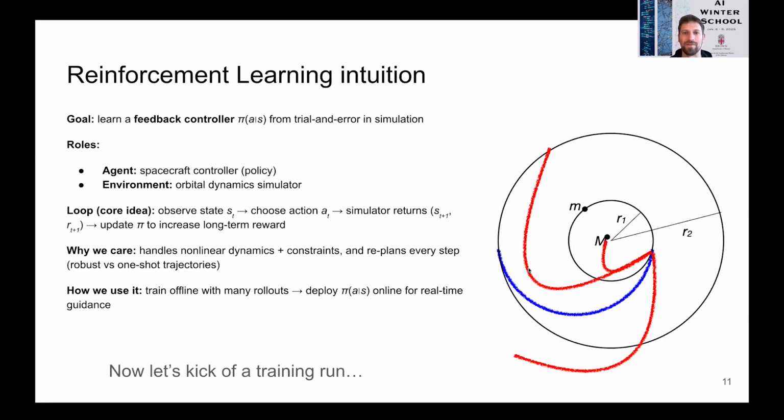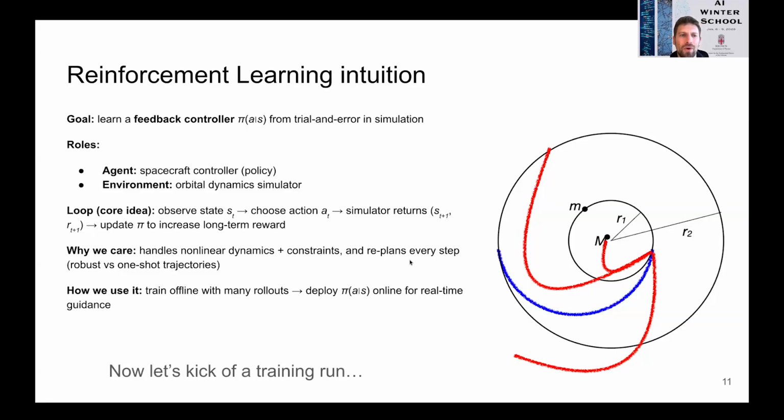What is the best next action for me to take? Is it to burn? Is it not to burn? What direction to burn? And you could imagine creating a controller which, given a state, does an action that could give very good performance if it always does the correct behaviors to get a good efficient orbital transfer. So our goal basically for reinforcement learning is to learn this feedback controller given the current orbital state, what is the next action to do, and do this via simulation in a trial and error way.